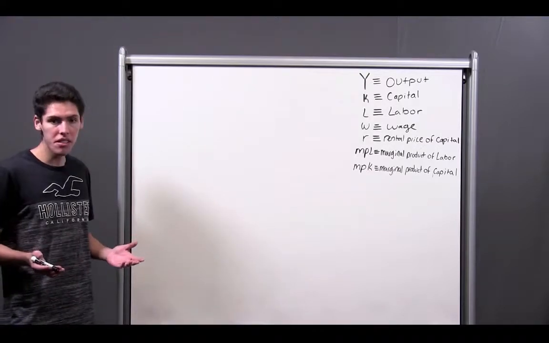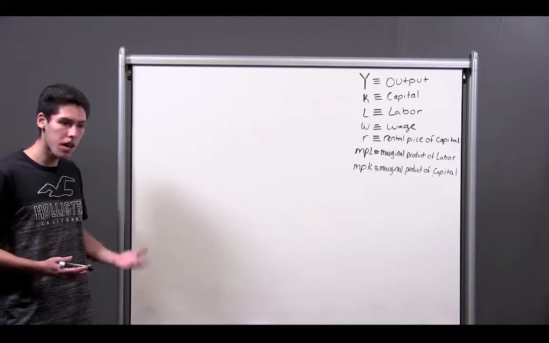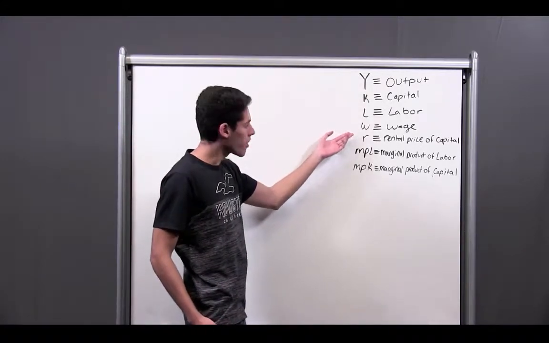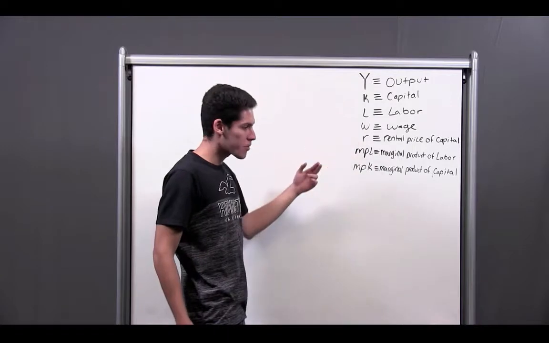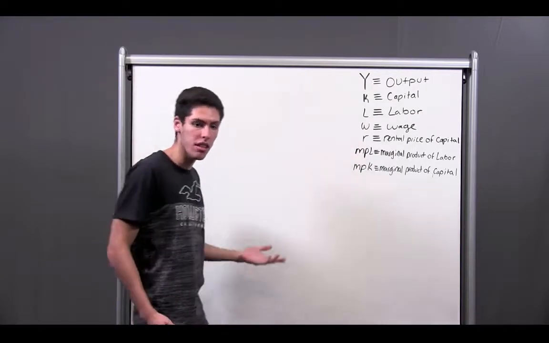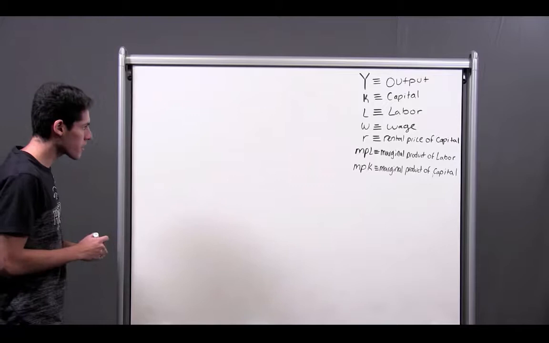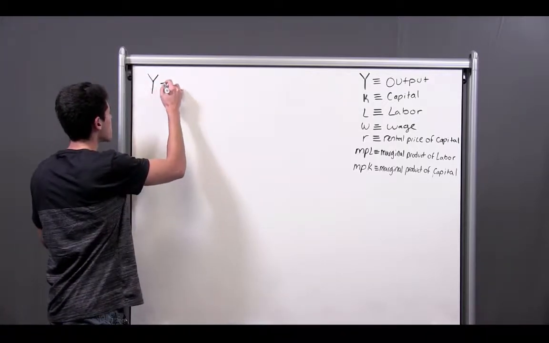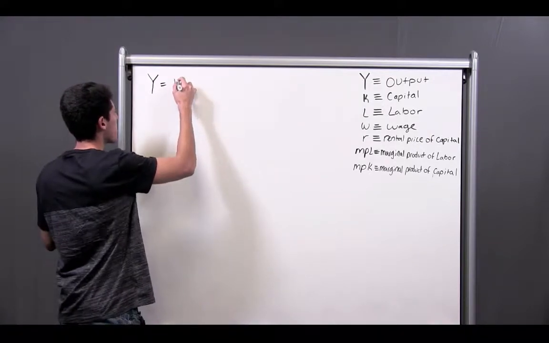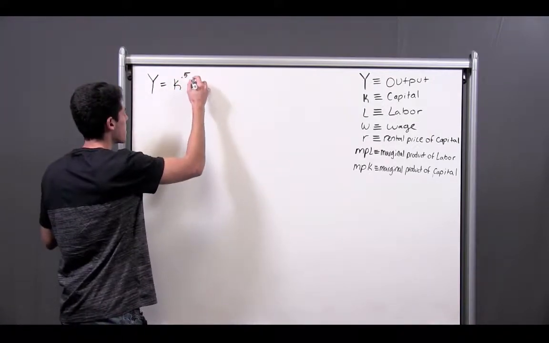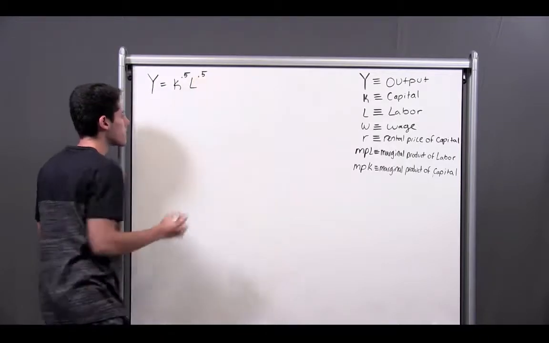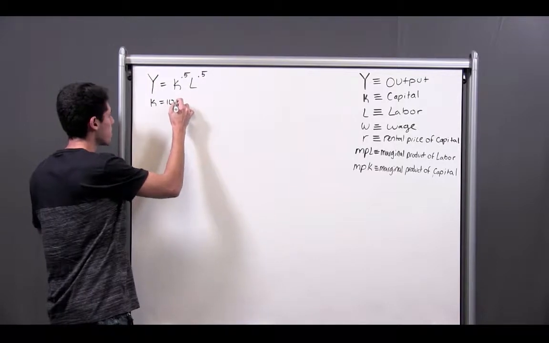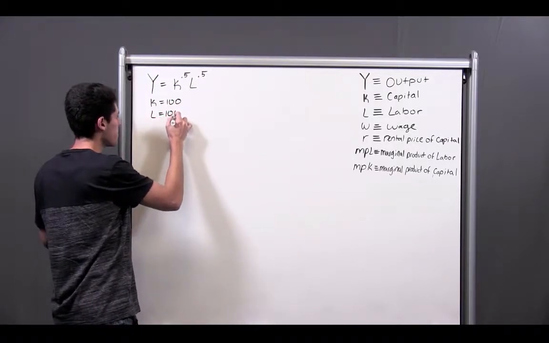And for today, we're basically going to be solving a very simple macroeconomic problem to find output, wage, the rental price of capital, and we'll also be finding the labor share of output. So to begin with, we'll be given a very simple production function. Output is equal to capital to the 0.5, labor to the 0.5. And we'll also be given that capital will be equal to 100, labor will be equal to 100.